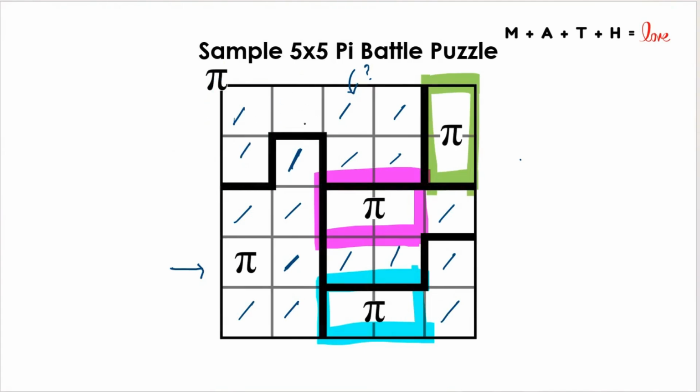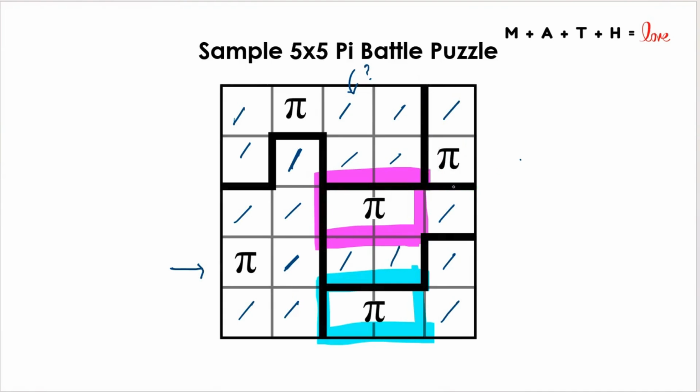I've got one square left in this top region. So let's grab our pi symbol, bring them over. Now we've got a pi symbol in the top row. So this can't be the pi symbol. So this pi symbol here moves down.